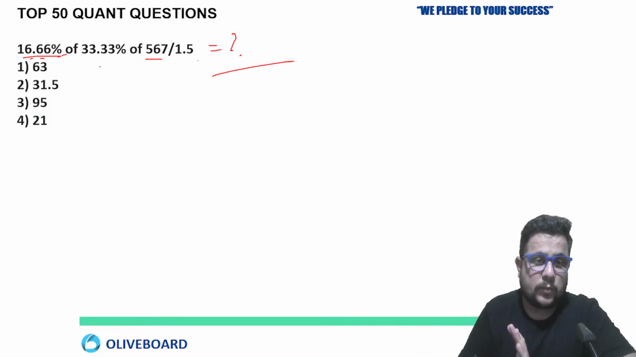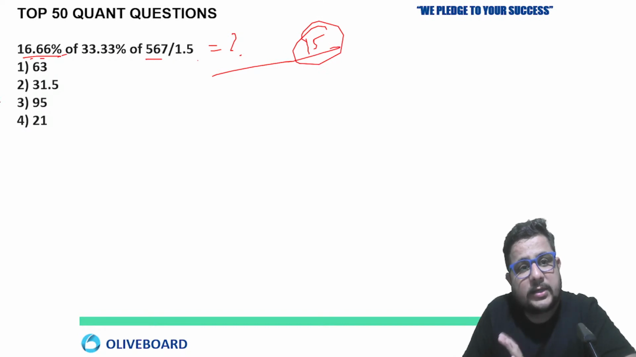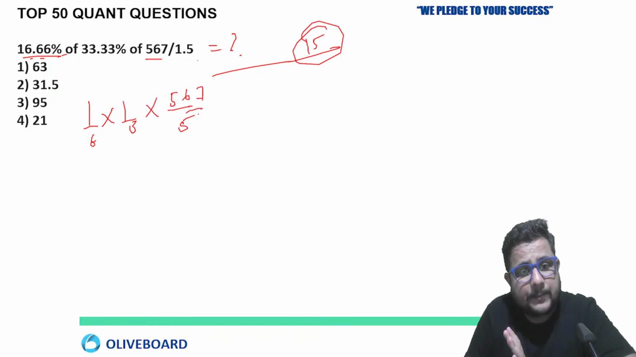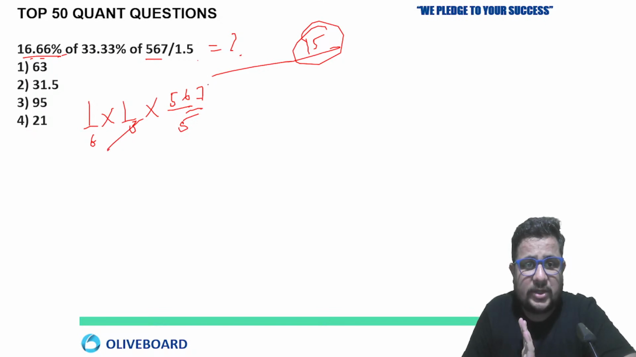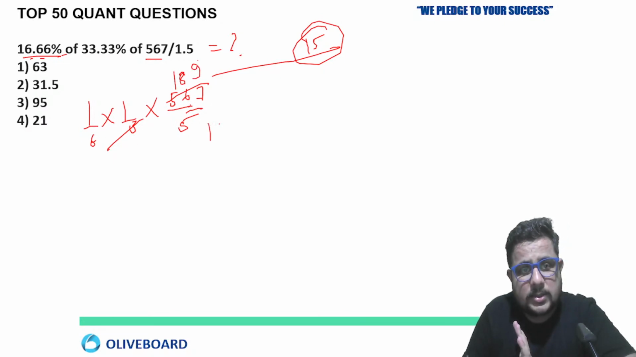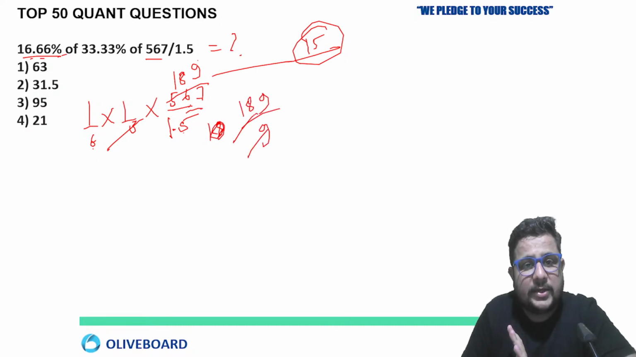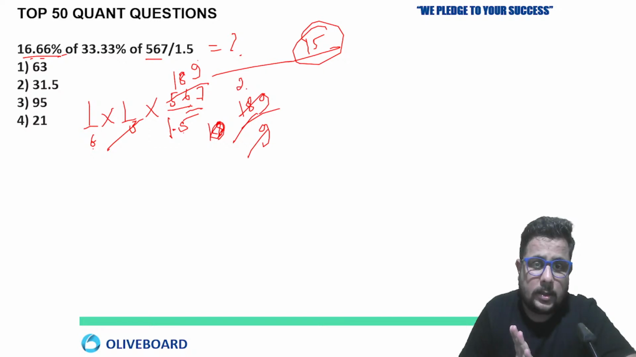Okay, so this was hardly a 15-second question. 16.66% is 1 by 6. 33.33% is 1 by 3. Multiply 567 by 5. By 3, when you cancel it, it will be cancelled how many times? 3 18s are 54, then 189, then by 6, 5s are 30. 1.5, sorry. So 6 multiplied by 1.5 is 9. So 189 by 9. 9 2s are 18, 9 1s are 21.